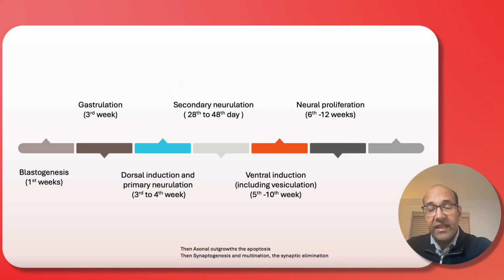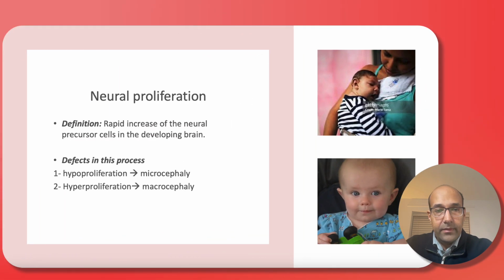Moving on to the next stage, neuroproliferation. It happens between the 6th and 12th weeks. Neuroproliferation is a rapid increase of neural precursor cells in the developing brain. It can be hypoproliferation, causing microcephaly, as we can see in this picture, or hyperproliferation, causing macrocephaly.